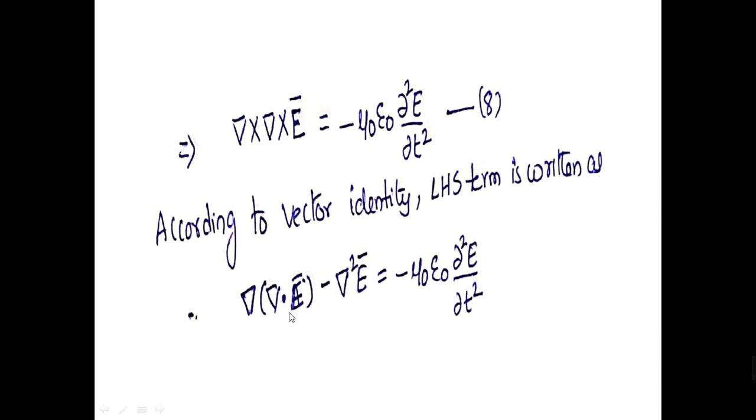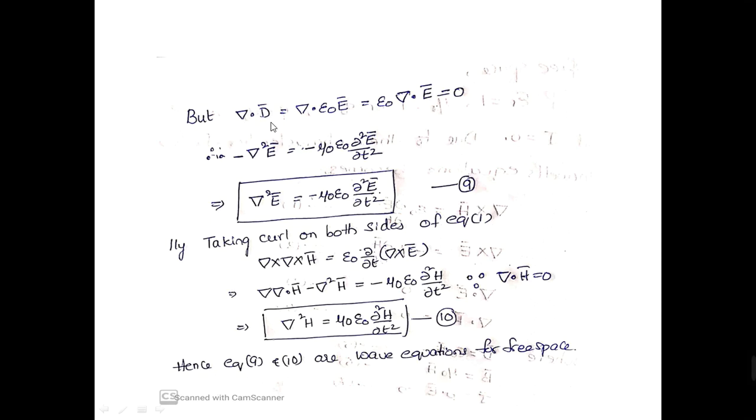But here, according to Maxwell's equation, divergence of D is actually equal to rho V, the charge density. But it's a free space where charge density is 0. So here, the divergence of D is equal to 0, where D is epsilon naught into E. So divergence of E will be equal to 0 because charge density is 0.